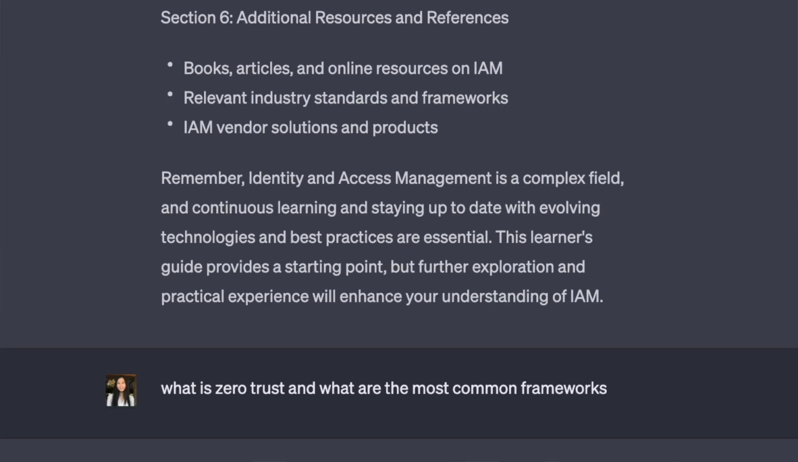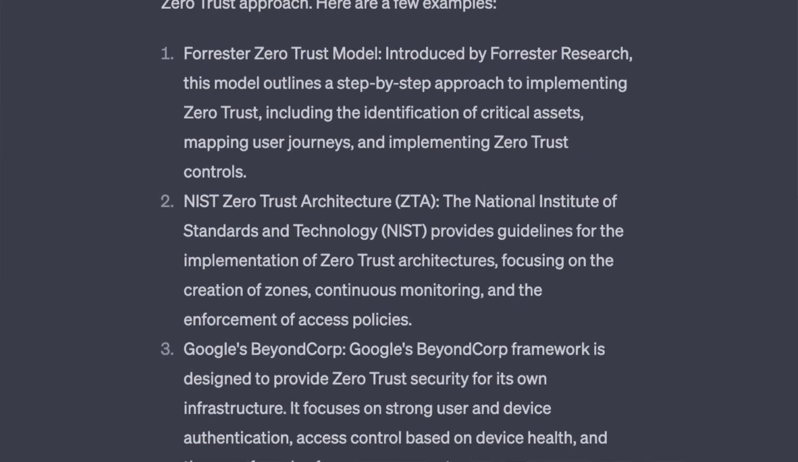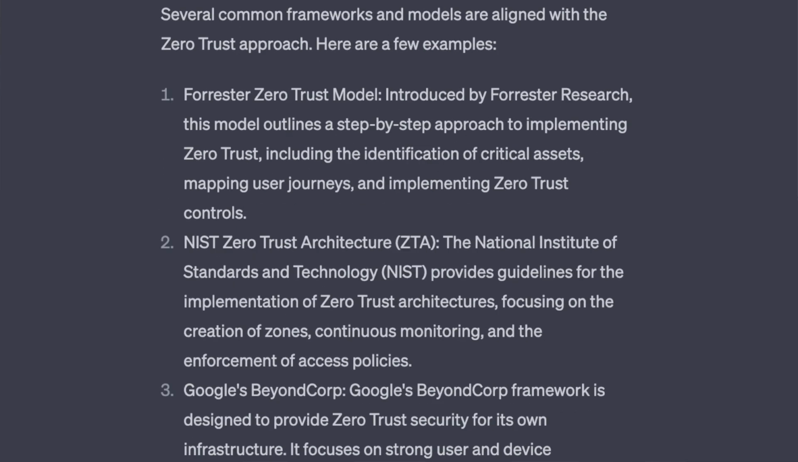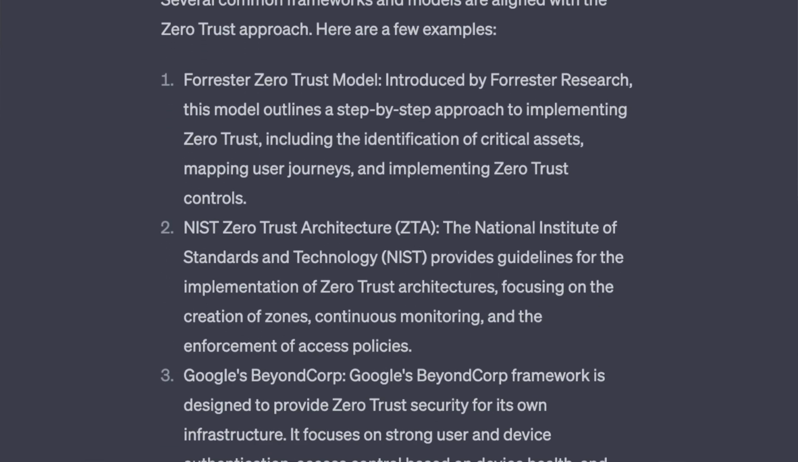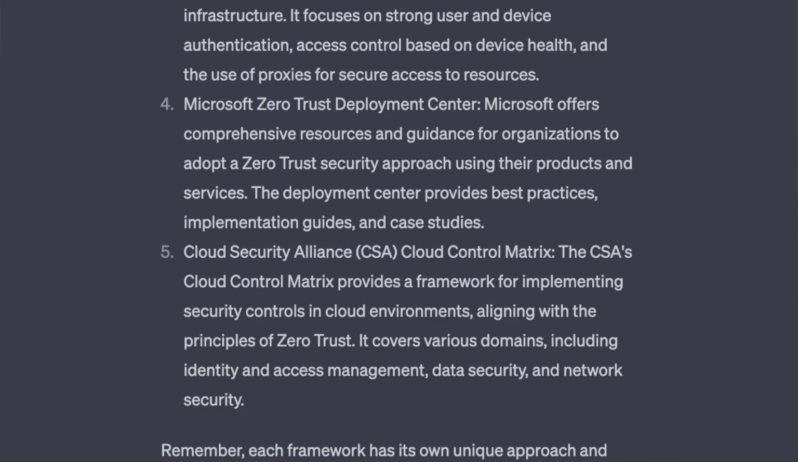So now, as you can see, I'm going a little bit deeper and asking it specific questions on specific topics. For example, what is zero trust and what are the common frameworks? But again, this is honestly the beauty of using a tool like this, because you're able to understand the question that you're asking, even if the wording isn't formulated in 100% the best way. And as you can see, it's listed a few of those common frameworks and models, and going into those specifically can teach you a little bit more about the areas that you're trying to learn more about.